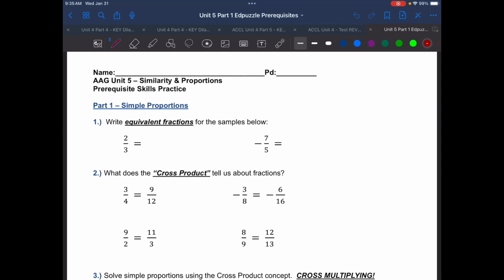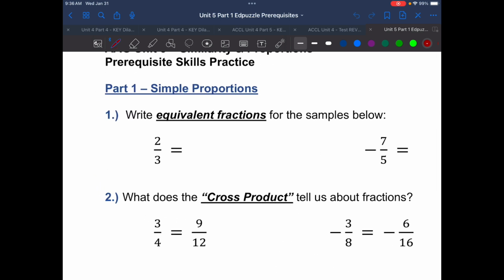Hi guys, we need to know some things before we start chapter 5, which is on similarity and proportions. So this video is going to highlight 4 main ideas. So I'm just going to get started right away with just some fractions, all right? So the first concept is going to be simple proportions.